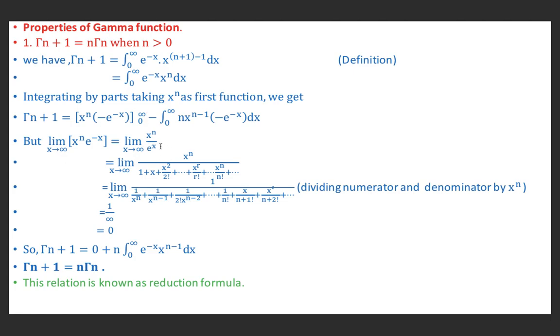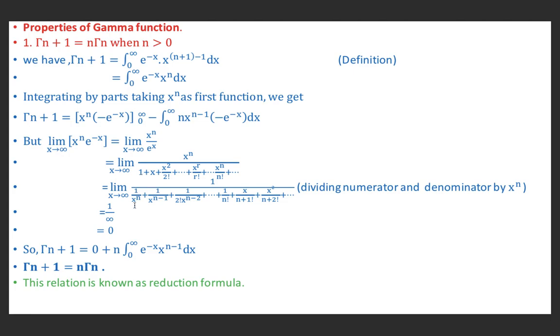We know the expansion of e raised to power x. e raised to power x is 1 plus x plus x square upon factorial 2 plus dash dash dash x raised to r upon factorial r plus dash dash dash x raised to n upon factorial n. Next term will be x raised to n plus 1 upon factorial n plus 1. Next will be x raised to n plus 2 upon factorial n plus 2, and so on. If we divide the numerator by x raised to power n and the denominator also by x raised to power n, we get in the numerator x raised to n upon x raised to n, so it is 1 here. Divide each term of the denominator by x raised to power n.